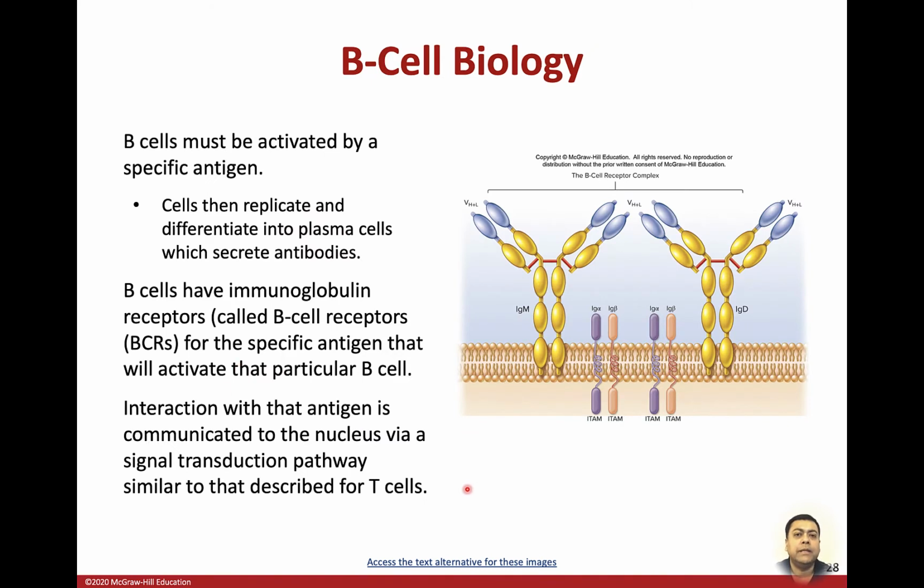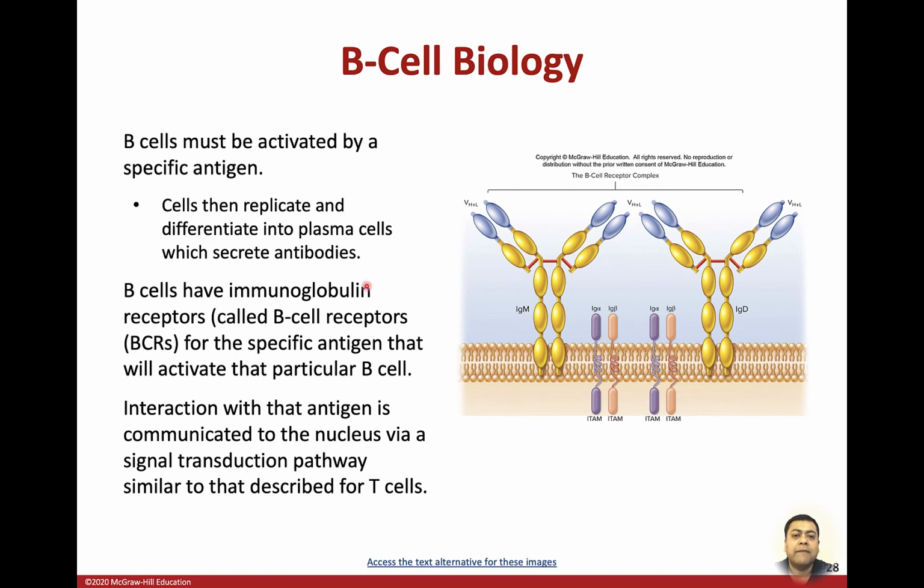So the first thing in the B cell biology, we're going to see what are the different types of receptor that are present on the B cell surface. So we already now know that you have the TCR or the T cell receptors that bind to an antigen. On the other hand, here we are looking at the B cell receptor. So the B cell must be activated by a specific antigen, and cells then replicate to differentiate into the plasma cells which secrete antibodies. So how do these receptors work?